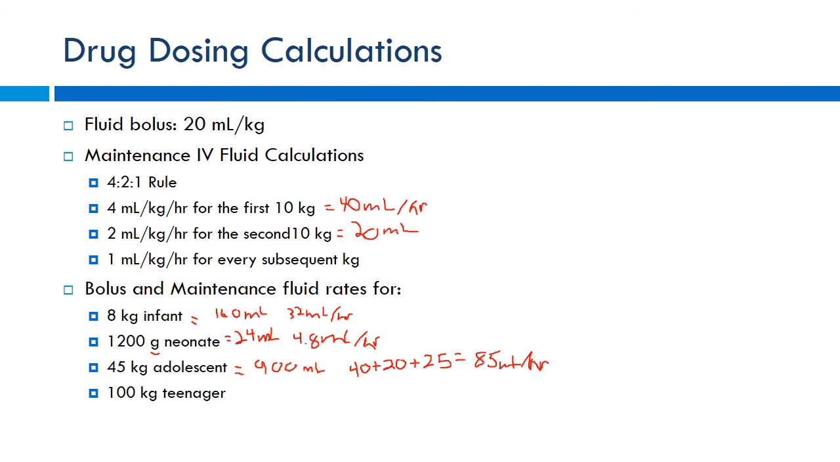Okay, and then for our last example, looking at a 100 kilogram teenager, we can do 20 times 100, and that would give us a total of 2,000 mLs for fluid bolus. I said usually we cap it at 1 liter, and then we can go back and reassess, and if we need to give more, we can.